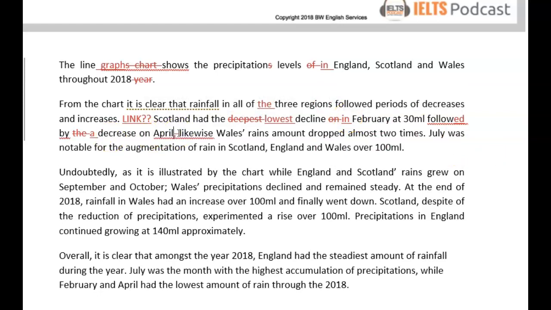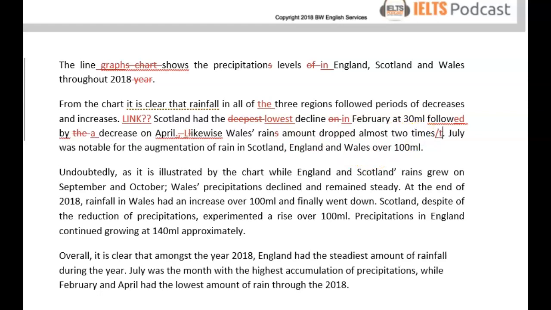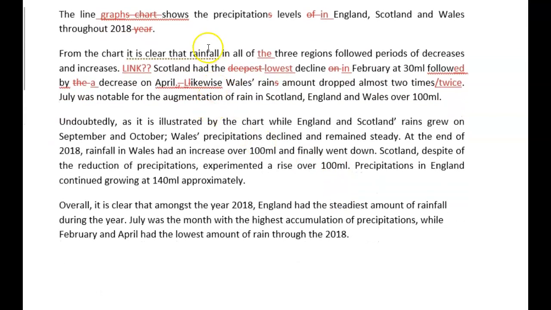Likewise, no, you don't need a comma. You need a full stop. Likewise, Wales rain amount, drops almost 2 times. Okay, or you can say twice. There's a special word for that. July was notable for the augmentation of rain in Scotland, England, and Wales over 100 mil. I would use something to emphasize. Interestingly, July was notable for augmentation of rain in this. Augmentation is a relative synonym, but you can say for a rise in the precipitation amount.